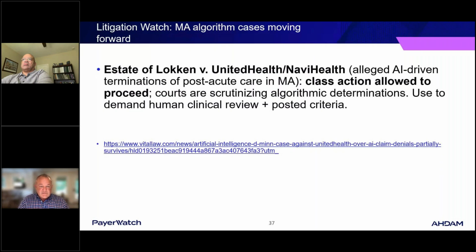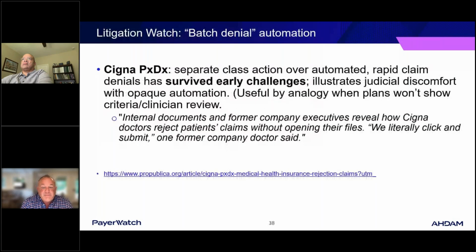Batch denials. So this was a big one against Cigna, called the PXDX case. This was a separate class action over automated rapid claim denials, and this survived its early motions to dismiss. This illustrated the judicial system's discomfort with lack of transparency, with opaque automation. So where the insurers are being dodgy and they won't let you know what criteria clinician reviewed the case, this is an interesting case to point to or argue about.